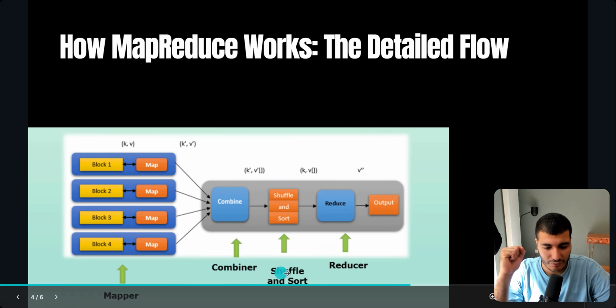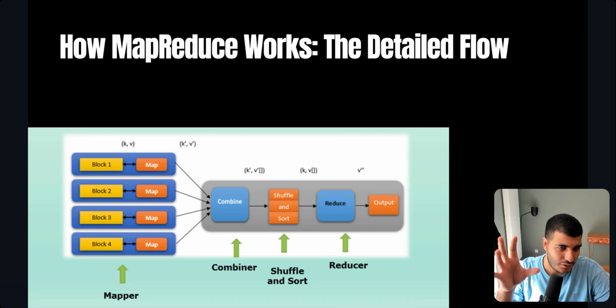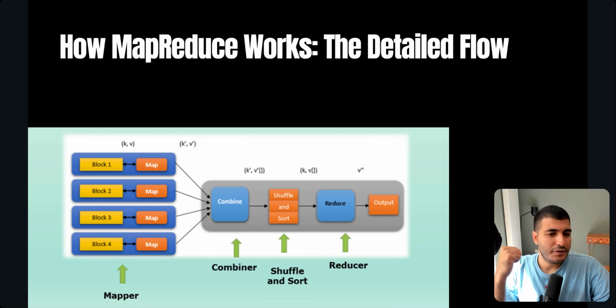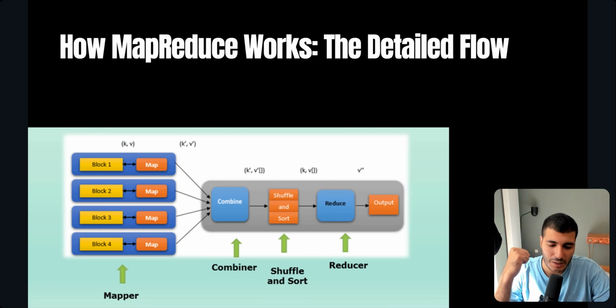After that, we have the shuffle and sorting. This is an intermediate phase. After mappers complete their intermediate key value pairs, we have three things happening here. First, the key value pairs are partitioned, so all intermediary key value pairs with the same key are grouped together. After that, everything will be shuffled.